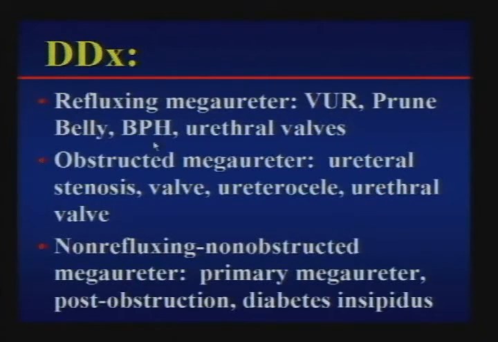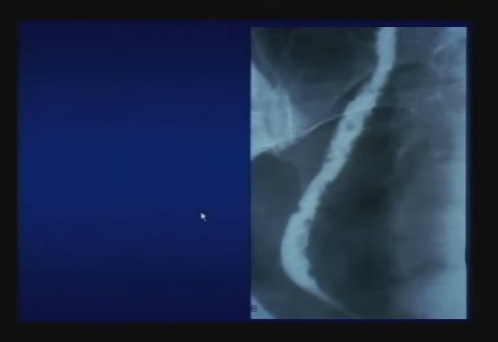You want to make sure there's not an obstruction distally or urethral valves. There could be an obstruction distally, and then the non-refluxing, non-obstructing megaureter, which is what we've shown here. And diabetes, just from high flow rates, can sometimes cause this generalized dilatation.